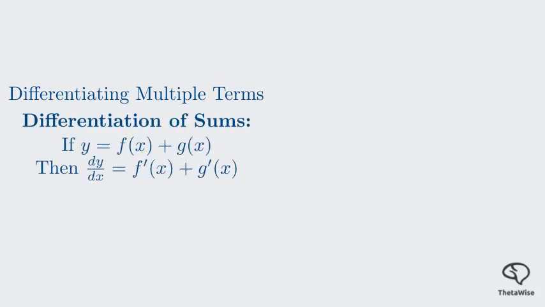In your exams, you will often be asked to differentiate expressions with multiple terms. The good news is that you can differentiate each term one by one. This is known as the sum rule. If y equals f of x plus g of x, then dy dx equals f prime of x plus g prime of x. This is called the sum rule. Essentially, the plus and minus signs act as separators. You apply the power rule to the first part, then the second, and so on.